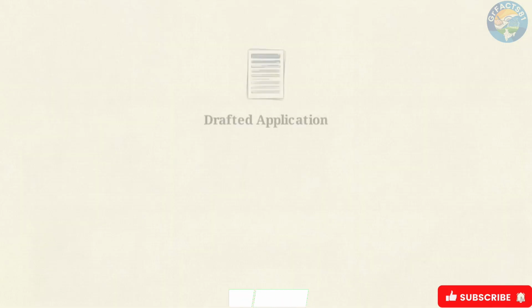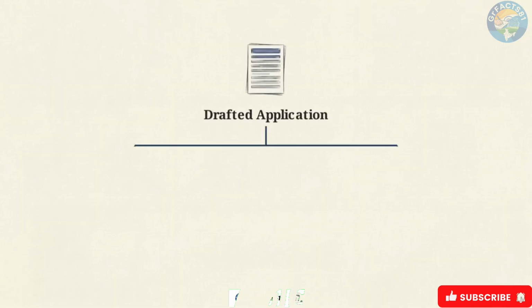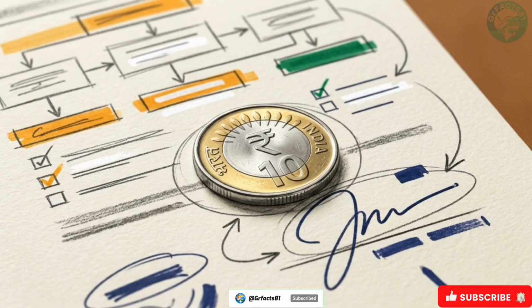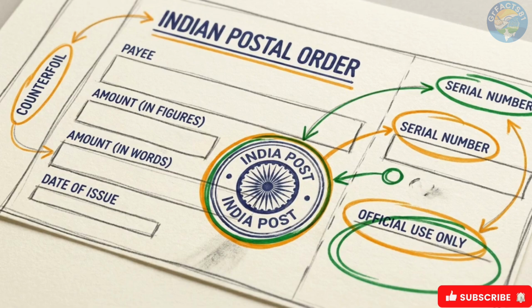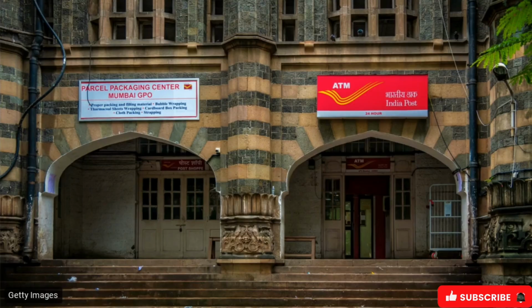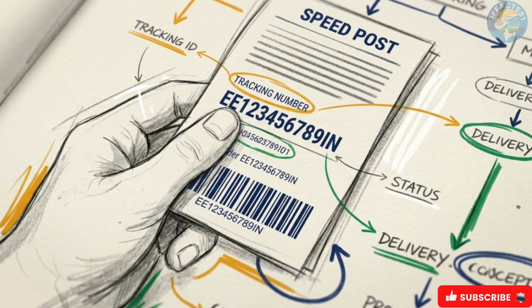With your application drafted, you have 2 valid pathways for submission: the traditional offline postal route or the official digital portal. If you choose the physical route, you must pay a 10 rupee fee. Depending on your state's specific rules, you pay this using an Indian postal order or by affixing a court fee stamp to your document. Address the envelope to your target department's Public Information Officer, or PIO. Always send it via speed post or registered post to guarantee you receive a physical tracking receipt.